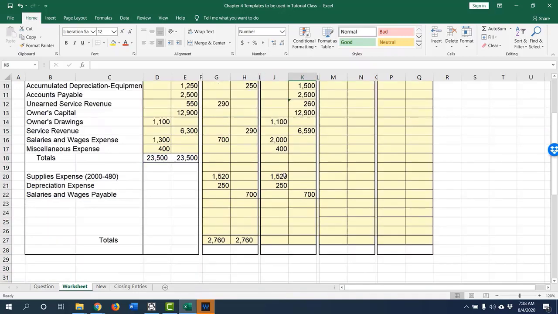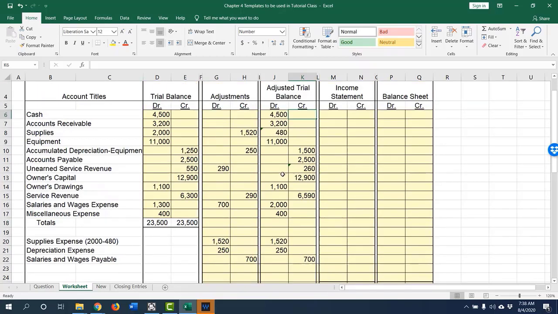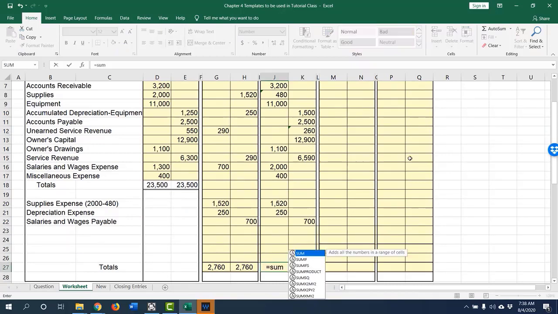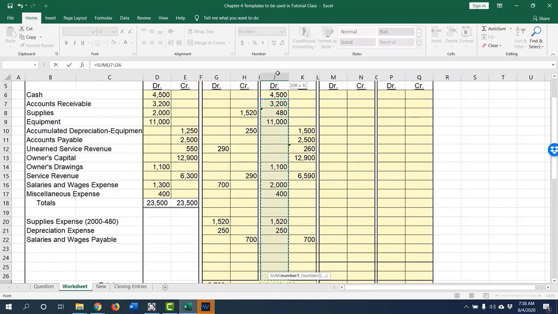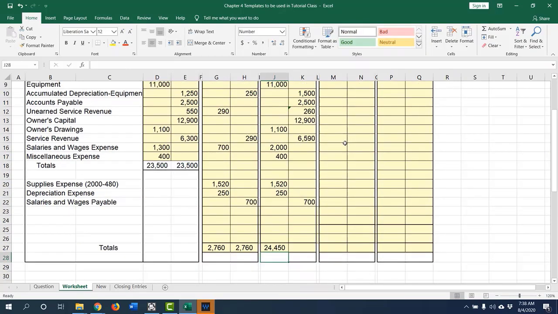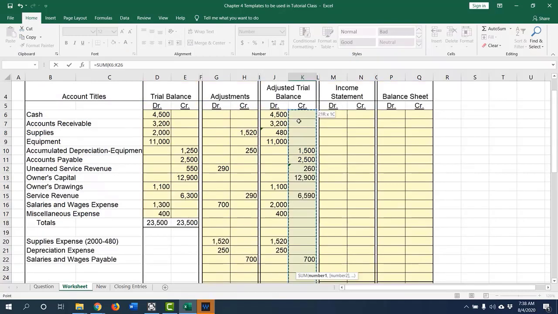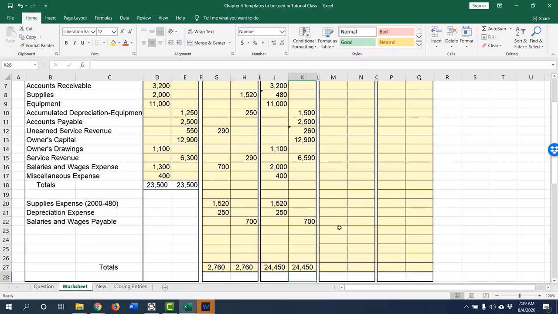So after we are done with the adjusted trial balance and writing the balance of each account, now we have to check whether we have done it accurately or not. How can we check that? Very simple. We have to calculate the sum of the debit side. So the sum of the debit side is 24,450. You can also calculate the sum of the credit side and see if it matches or not. I hope it matches. Exactly, it matches, and the two sides are equal, and they are 24,450.